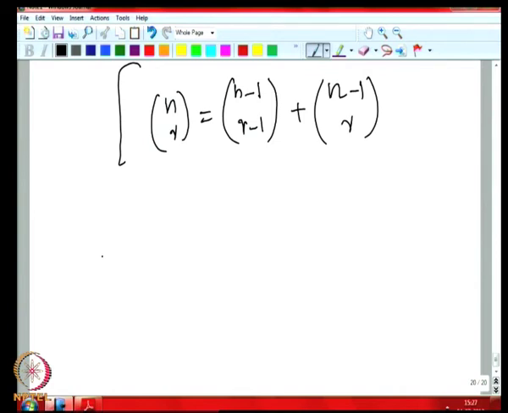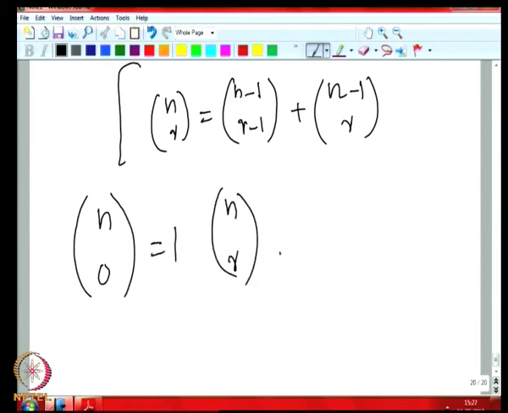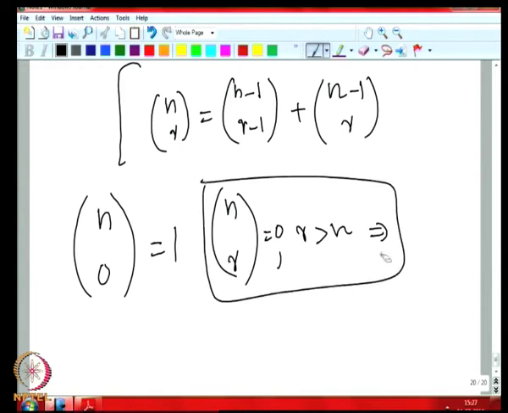But yeah, here let us just remind you, n choose 0 is always equal to 1. So, if you consider n choose r, where r is bigger than n, then we will get this is equal to 0, right. For n choose r, when r is bigger than n, this is equal to 0, right. So, now, what about this recurrence relation?